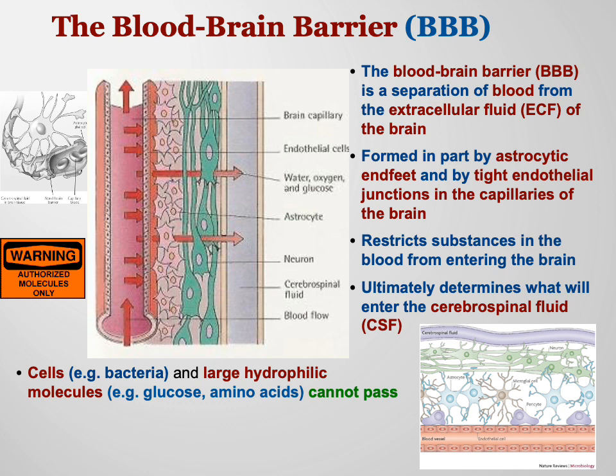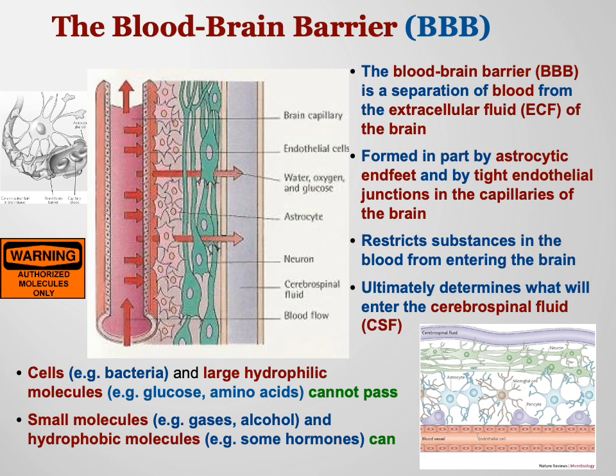So whole bacterial cells and large hydrophilic molecules like glucose and amino acids cannot get through the blood-brain barrier. Now, does the brain need glucose and amino acids? Yes, it certainly does. So they're going to have special transporters. Whereas small molecules like gases and alcohol, and hydrophobic molecules like some hormones, can get through the blood-brain barrier.